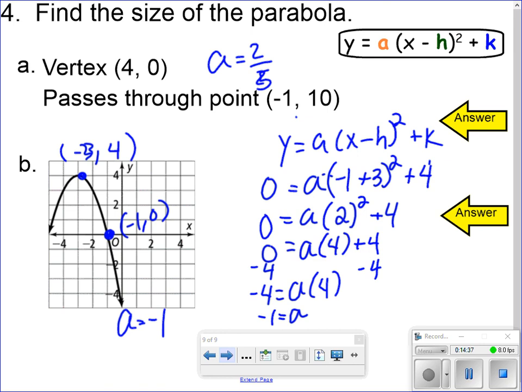This is how we graph, identify some of the features given the vertex equation, how we change from vertex to standard form, and how we find the size of the parabola when we're given the vertex and another point.